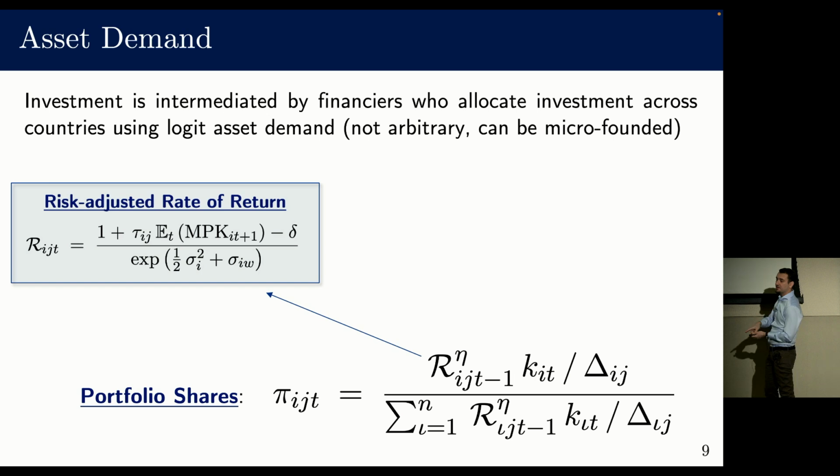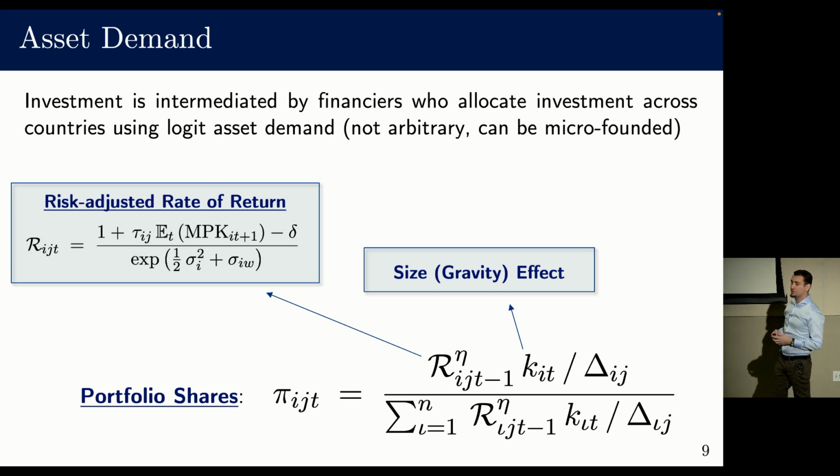The first object is this calligraphic, this nice R. This is the risk-adjusted rate of return on capital. It's basically just the expectation of the little r that you saw in the previous slides divided by some risk adjustment that depends on the variance structure of the productivity shocks. Then there is a term here, which is the capital stock of the destination country. Basically, this is a size effect. You want to invest more in larger countries. This is an empirical regularity in international investment.